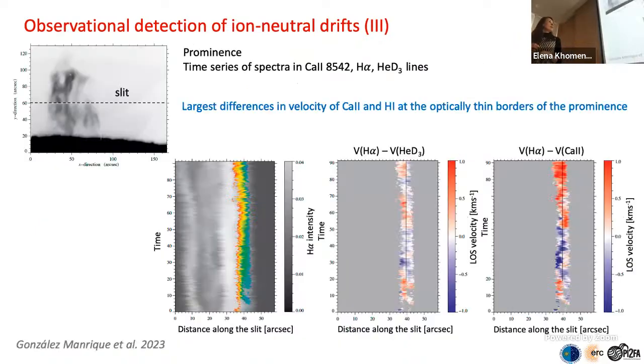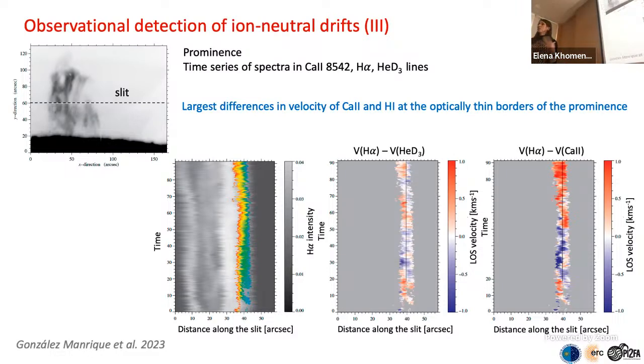And there have been more studies. For example, this paper, for which we just got a referee report today, and it was positive. We did the same thing: again it was a prominence at the VTT, but now we added more spectral lines to this study. So we have another neutral line: we have H alpha, helium D3, and we have the calcium spectral line.